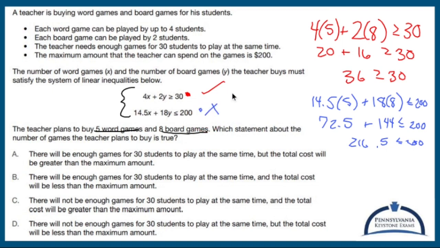So what we have here is if this teacher gets exactly this amount of games, 5 word, 8 board, she has enough for 30 people, but is spending way too much money. So there will be enough games for 30 students to play at the same time, but the total cost will be greater than the maximum amount. There you have it. Let's just double check. There will be enough games for 30. Yep. And the total cost will be less than the maximum amount. Nope. There will not be, nope, and there will not, nope. Okay? So there you have it.